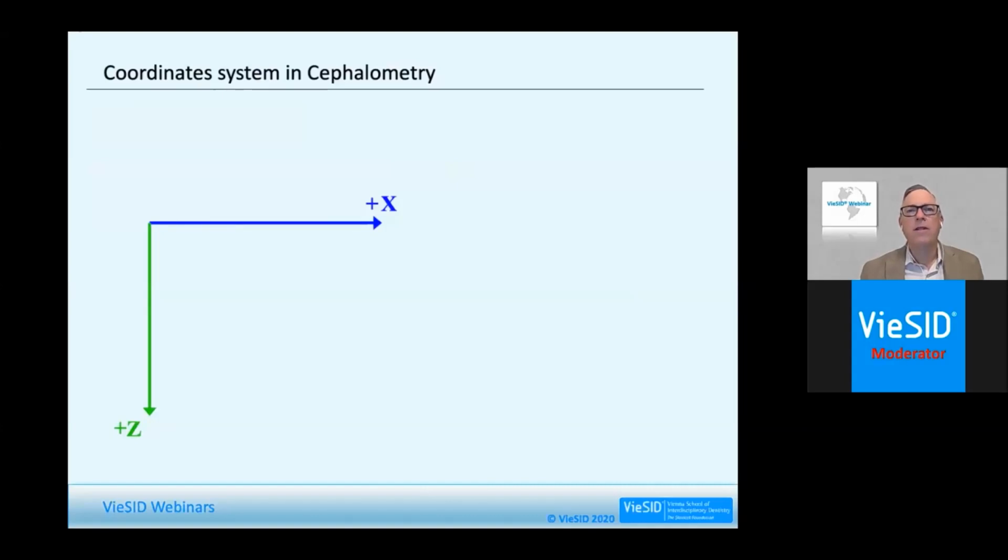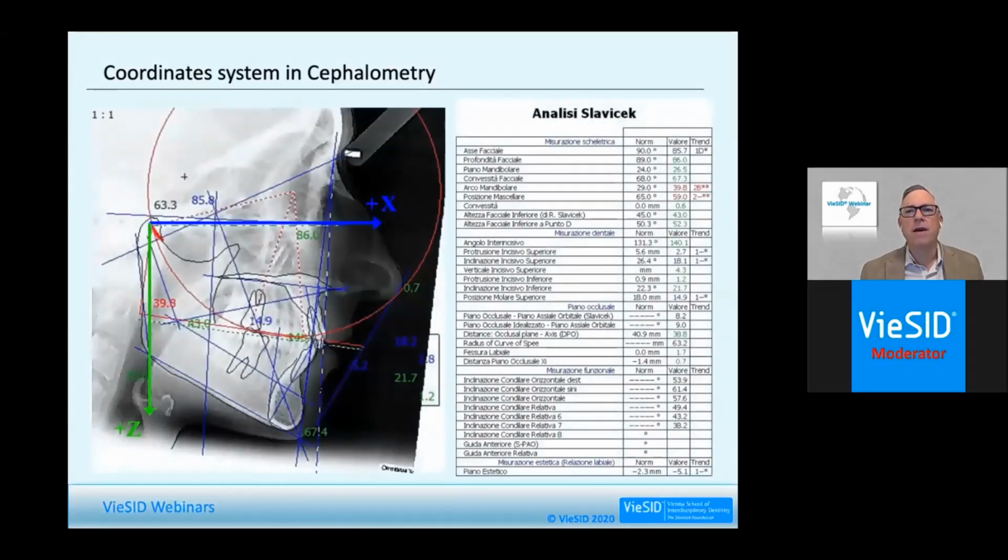The same coordinate system based on the axis orbital plane allows us to overlay the kondylographic tracing to the ceph and assists us in assessing the dynamic analysis of the occlusal plane.